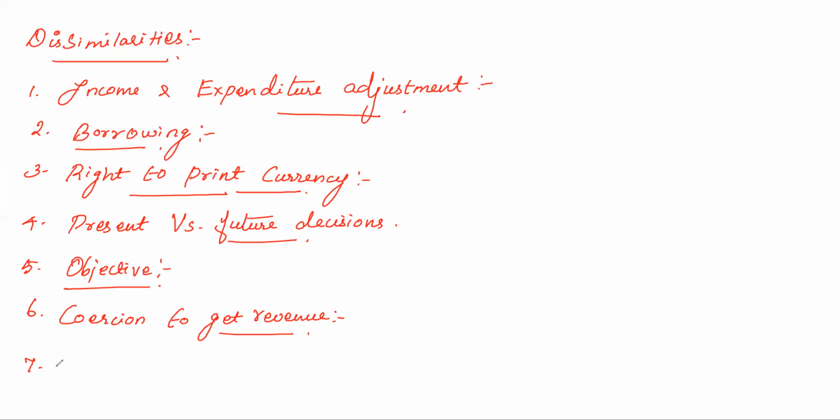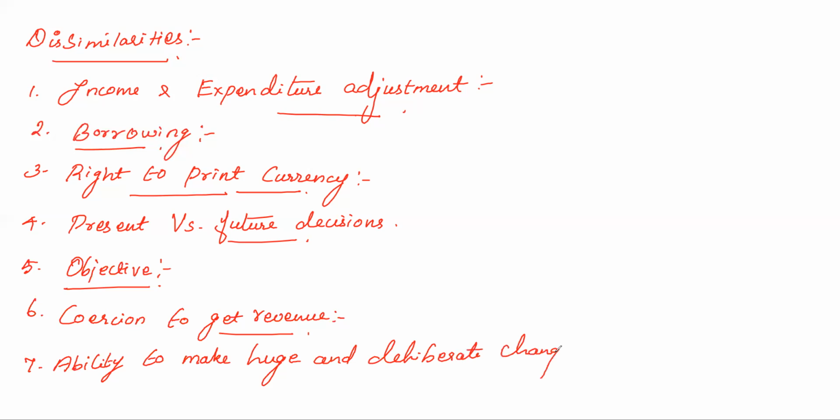Okay. Then next one, ability to make huge and deliberate changes. So the public finance has the ability to make big decisions on income. For example, it can effectively and deliberately adjust the revenue. But individuals cannot make such massive decisions. That's all. So next one, functions of modern state.